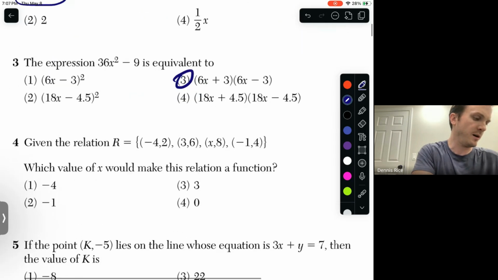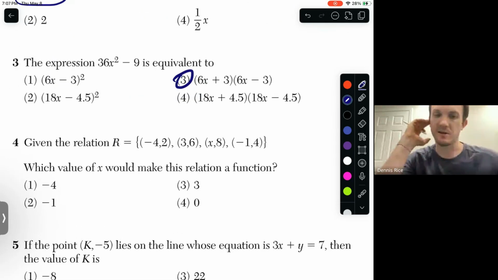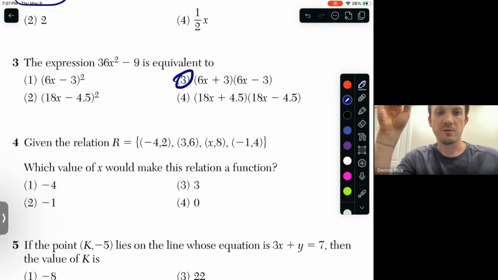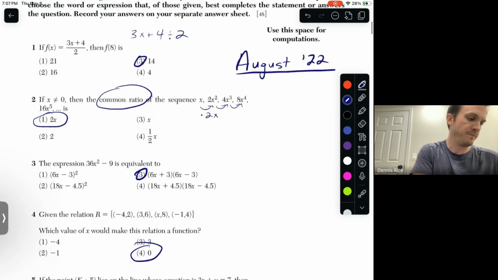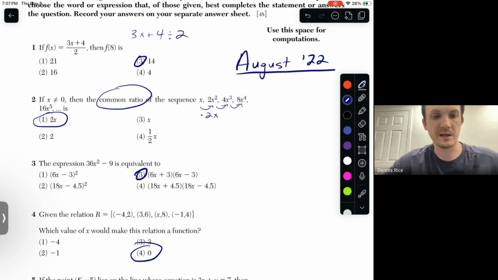For number 4, this was a part 2 question on the mock, and we were a little rusty with it. The idea of what makes something a function. Choice 4 here would work. Basically, we don't want a repeated x value. The other 3 choices would lead to a repetition. With functions, we want x values to be unique, inputs to be unique.